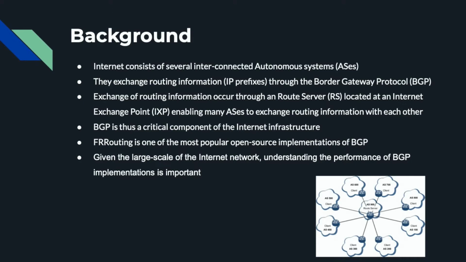In the picture on the right you see an illustration of what a route server may look like. BGP is implemented in a wide range of different software suites, where one of the most popular open-source alternatives is FRRouting, which is backed and used by the Linux Foundation. Given the large scale of the Internet network and how much we rely on it for our everyday lives, understanding the performance of BGP implementations is important for ensuring a well-functioning Internet.